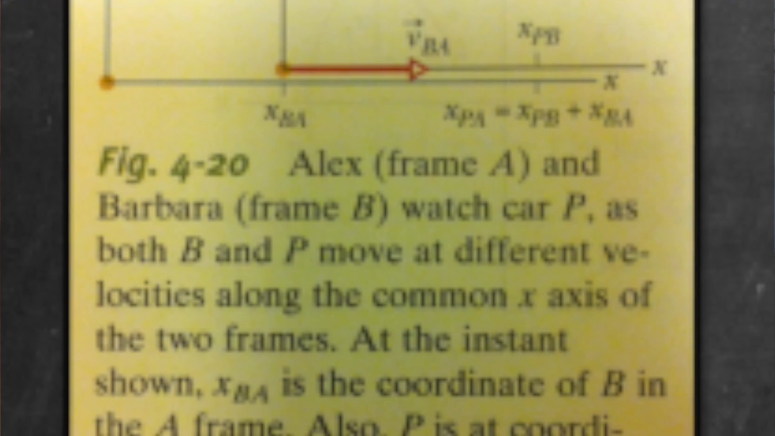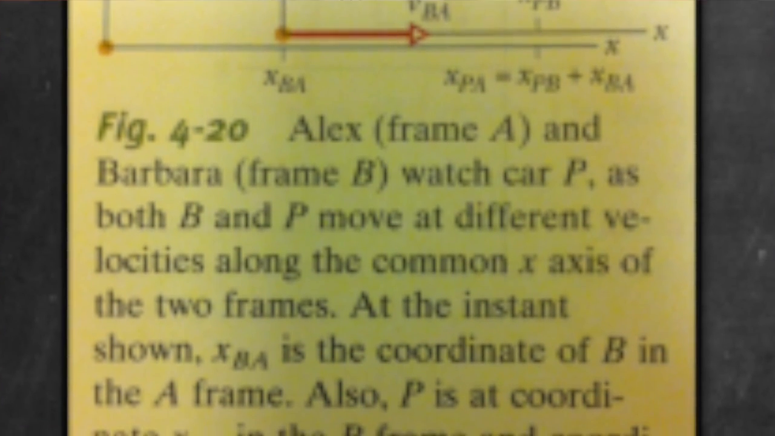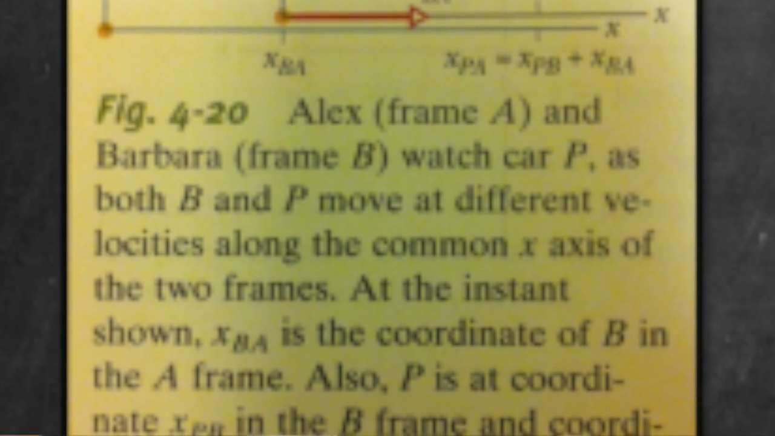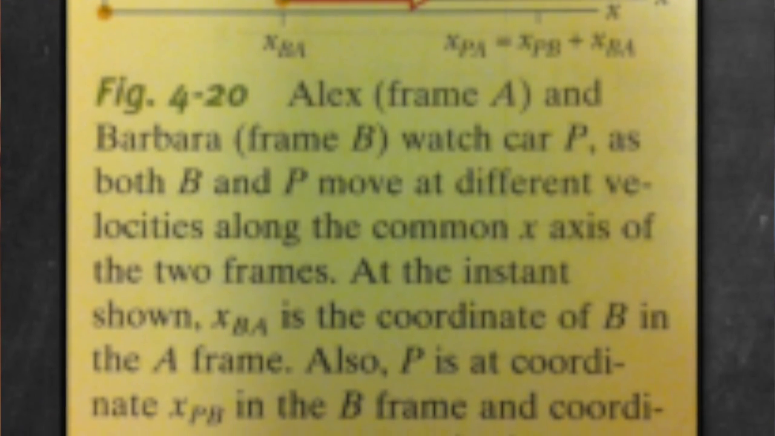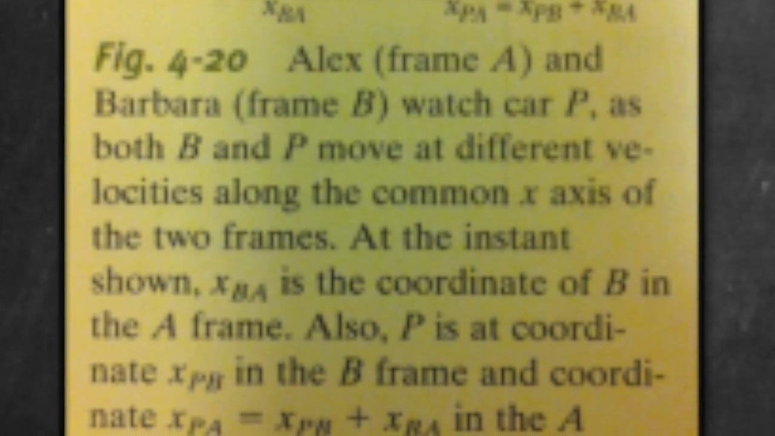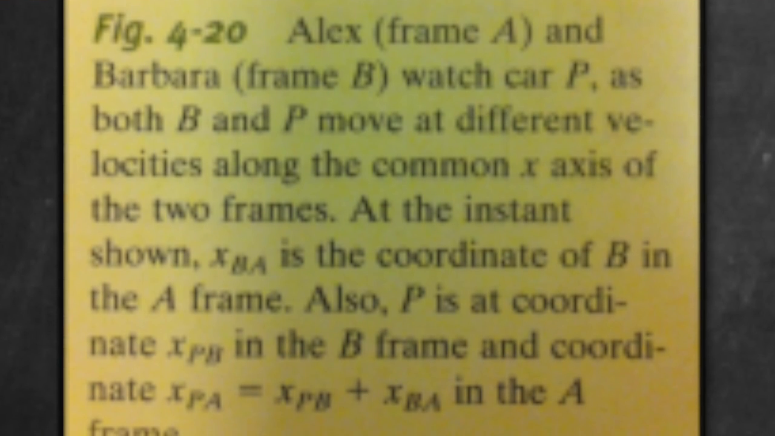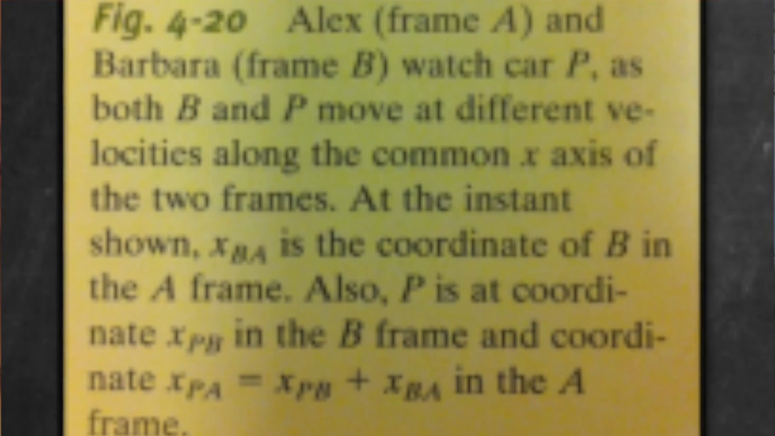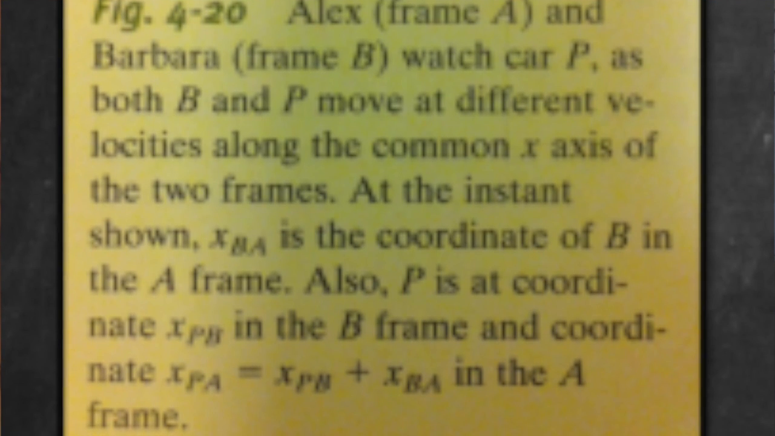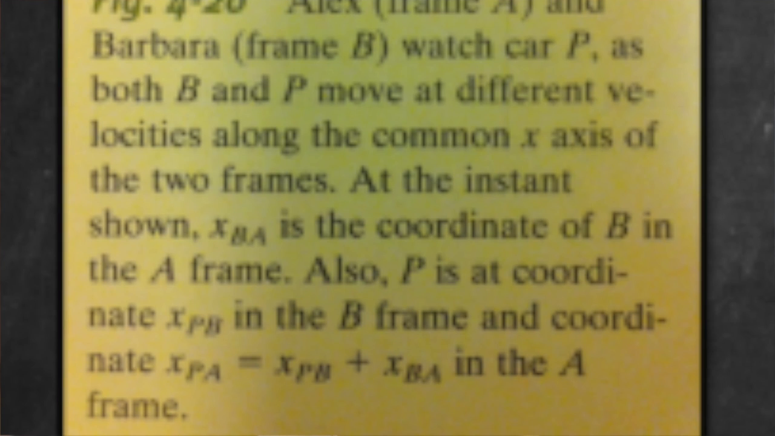And so next you're going to derive this formula, and you get the velocity of P relative to frame A is equal to the sum of the velocity of P relative to frame B and the velocity of B relative to frame A. But this only works if the frames move at constant velocity, so that is one thing to look out for.